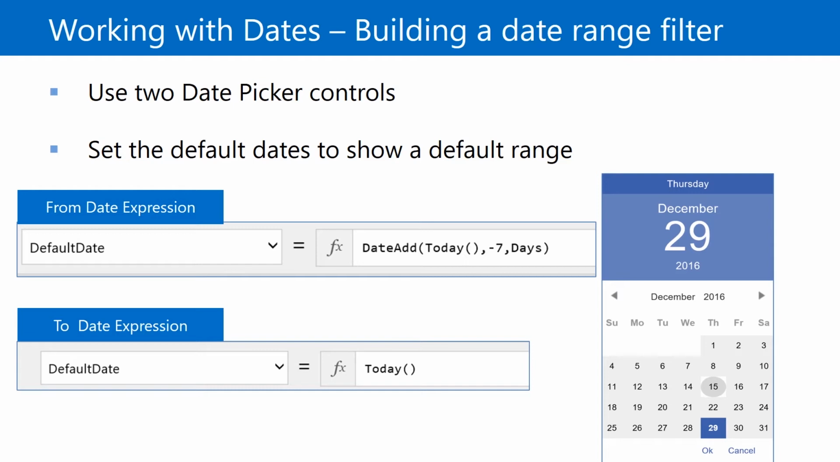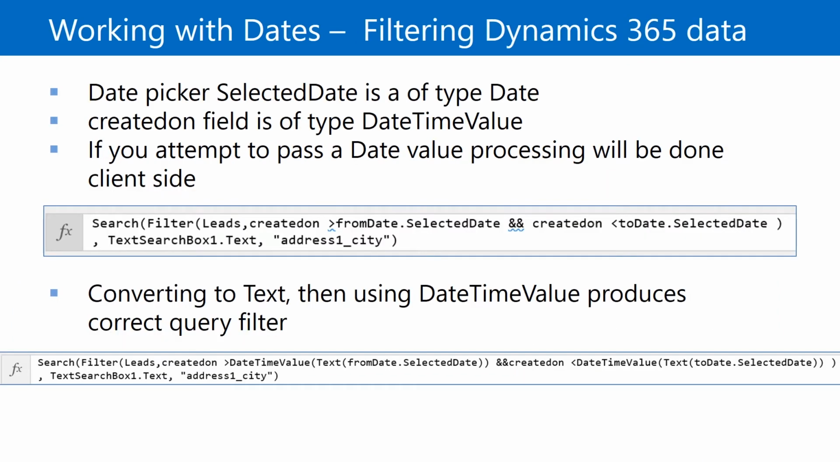So what I've done is set the to date expression to be Today and the default date for the from date expression to be DateAdd Today minus 7. I specified I want to subtract 7 days from the date that I start with. Now, once you've set up your date pickers for your from and to range, if you have a filter that's populating the gallery based on some search results or including records within a specific date range, what you're going to do is use that from date and to date to build filters on there. You can see my first attempt on this was to pass basically CreatedOn greater than FromDate.SelectedDate.